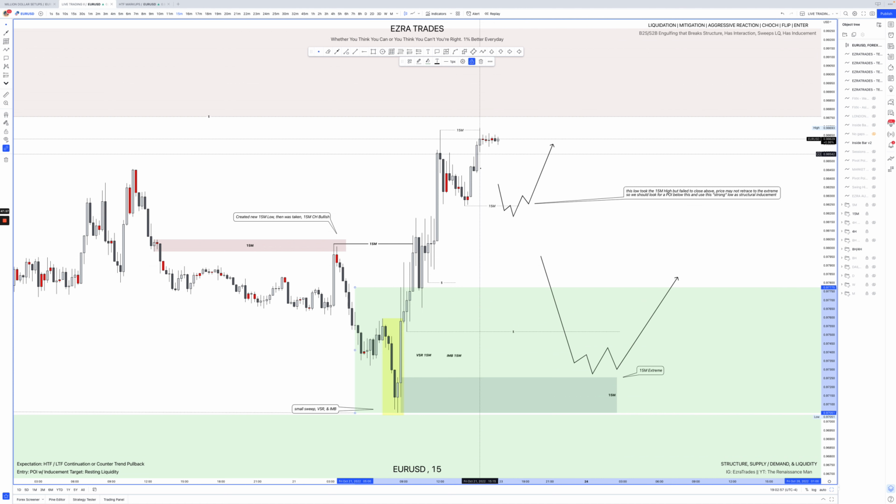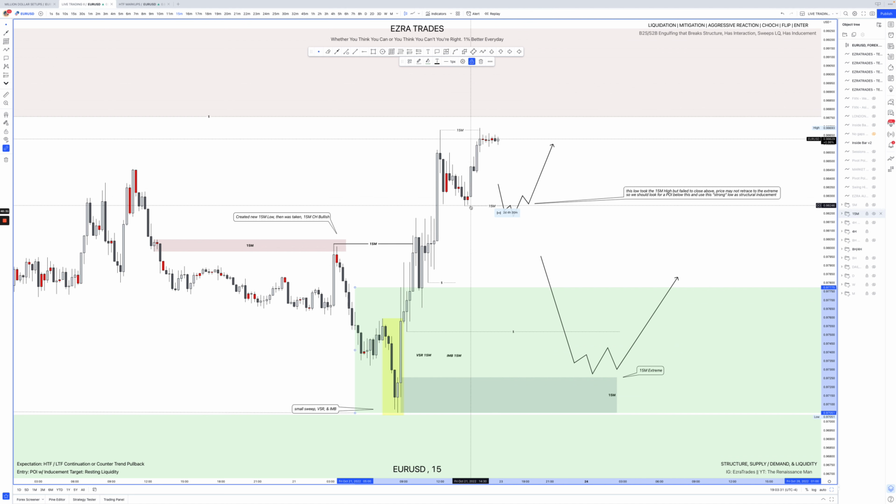Price may not retrace to the extreme, depending on how strong the higher time frame pullback is. If this pullback is from a daily or weekly zone, price can be so impulsive and aggressive that it's not going to pull back this far, right? So we should look for a POI below this and use this strong low, in parentheses, as structural inducement. Because this low took the high, we would consider it strong. But because it failed to close above, that shows us this is actually weak.